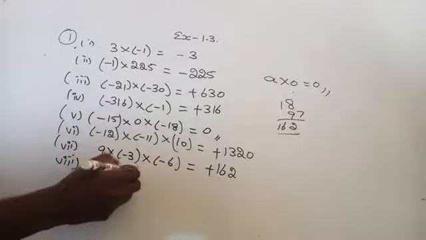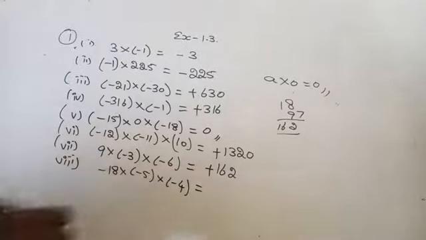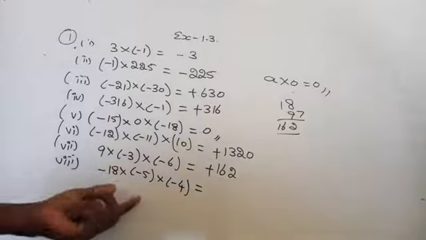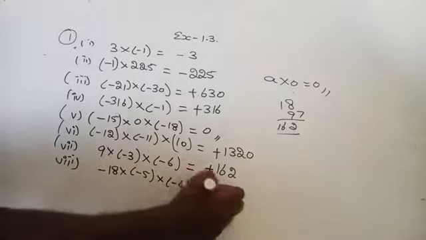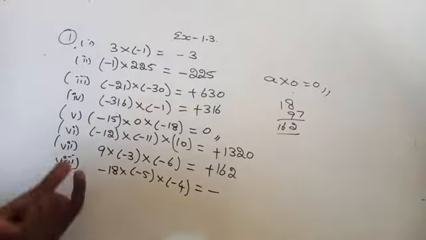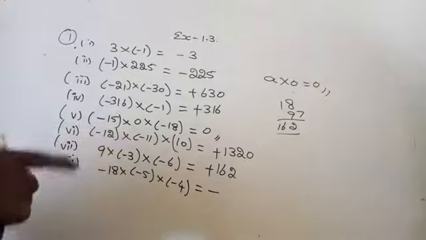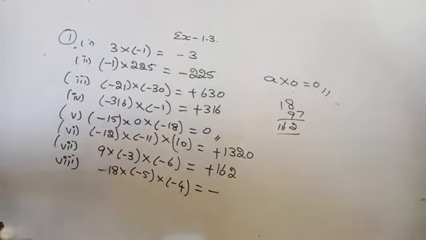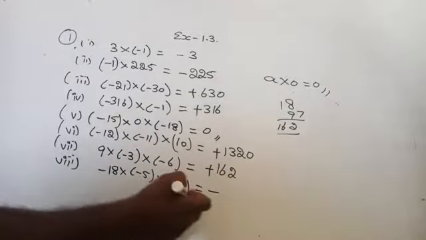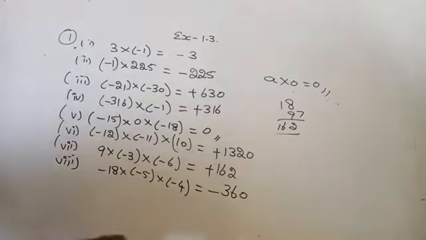Minus 18 into minus 5 into minus 4. Here we are multiplying the negative integer an odd number of times, that is 3 times. Minus into minus into minus, 3 times, then the result is negative. If we multiply a negative integer an even number of times, the result is positive. If an odd number of times, the result is negative. Now 18 into 5 is 90, and 90 into 4 is 360. Am I right here? Yes.